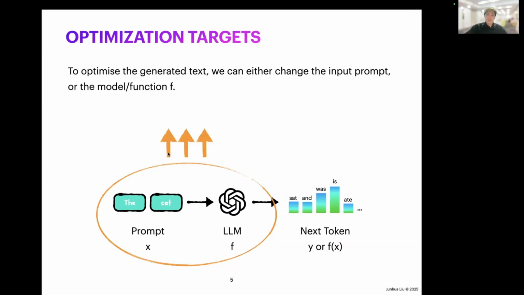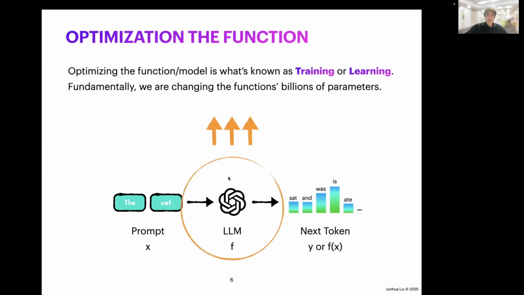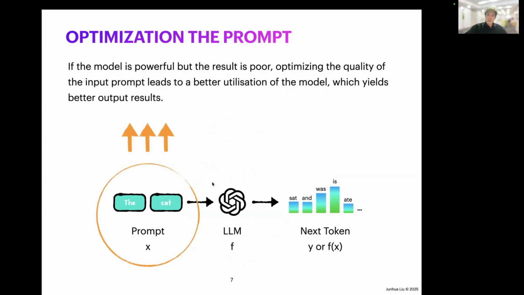To do that, there are two ways. Either we optimize the prompt or we optimize the LLM. If we optimize the LLM, we generally call it training or learning, depending on how we look at it. Fundamentally, we are changing the function and its billions of parameters. Today, the models are generally very powerful. They're already well pre-trained and fine-tuned with the archive of the internet. Instead of improving the model, we can work on improving the prompt that is input into the model.